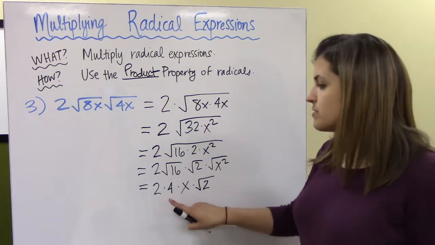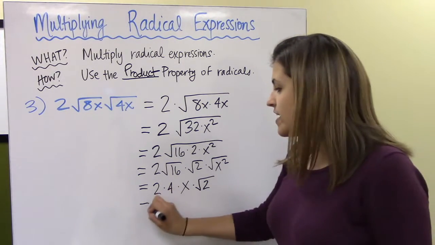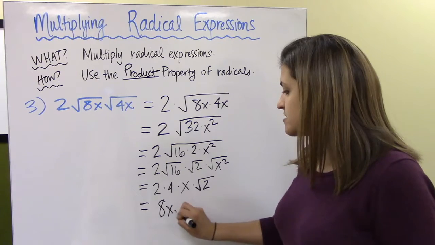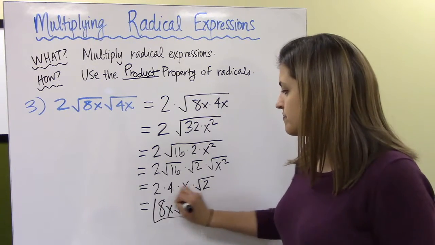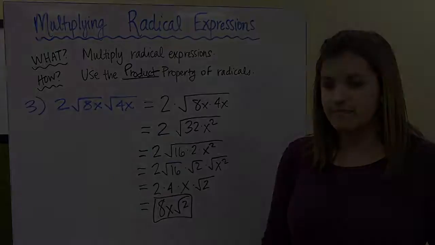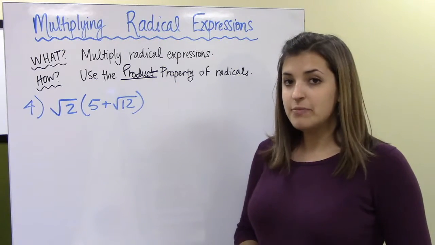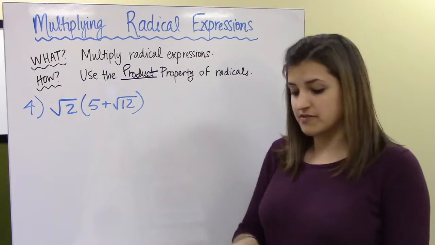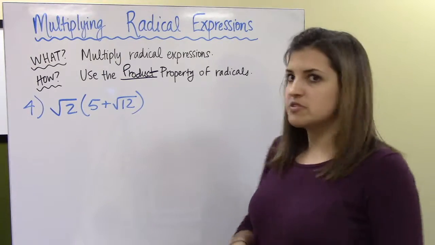So now I have 2 times 4, which is 8. So my final answer is going to be 8x times the square root of 2. That's our simplified form. All right, in example number 4, I'm going to have to do a little bit of distributing. So remember our distributive property?